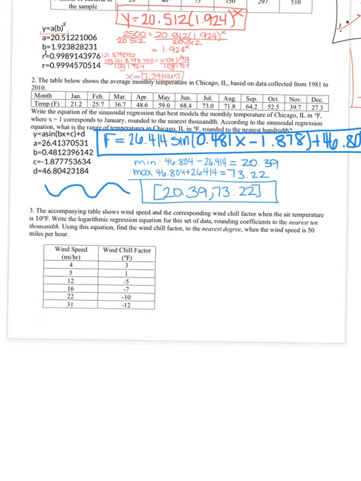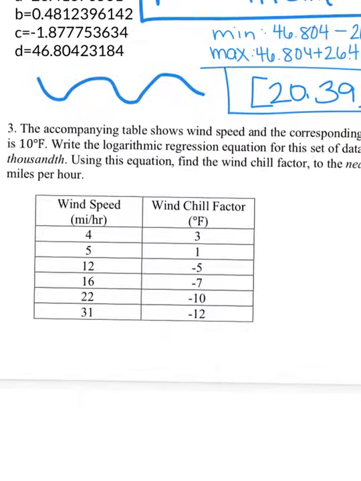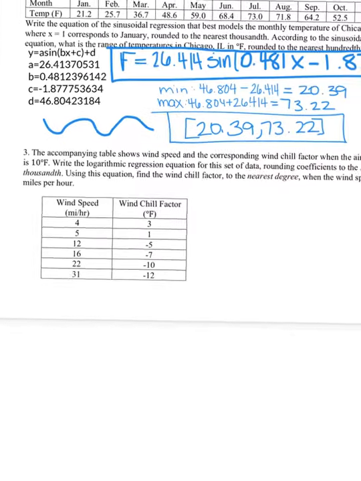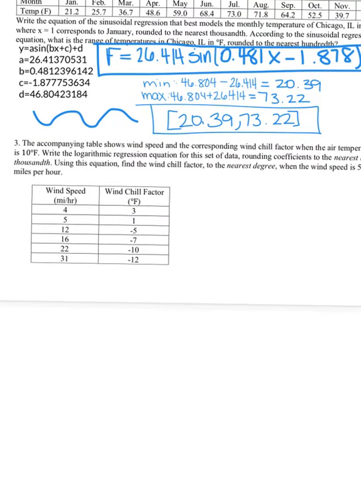And last one. Accompanying table shows wind speed and the corresponding wind chill factor when the air temperature is 10 degrees Fahrenheit. So what this chart means is if it's 10 degrees Fahrenheit and your wind speed is 4 miles per hour, it'll feel like 3 degrees Fahrenheit instead of the 10 degrees Fahrenheit, okay? Write a logarithmic regression equation. So same idea, you're just choosing a different button when you go to calculate, okay?